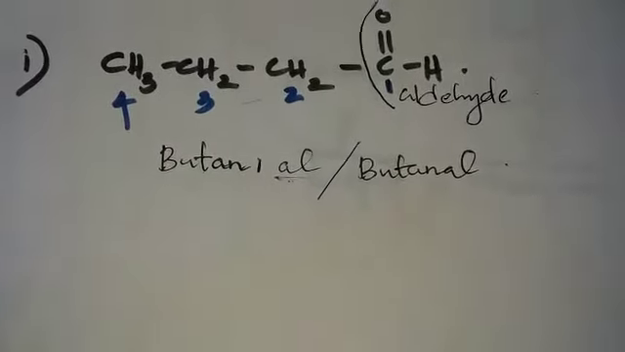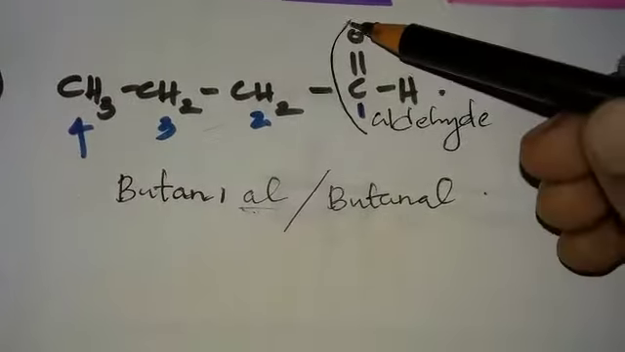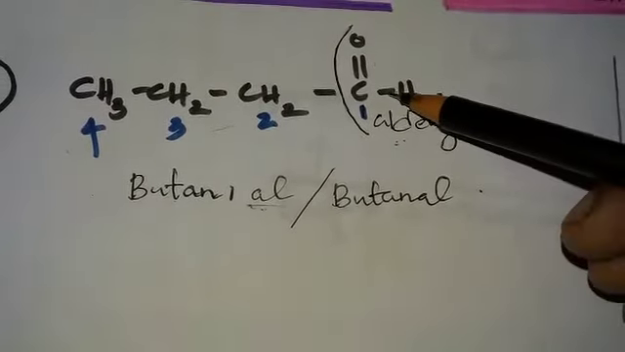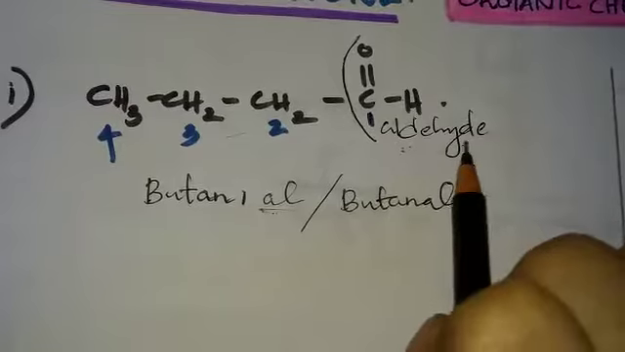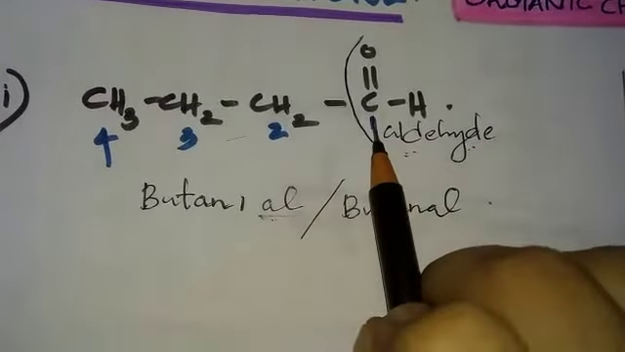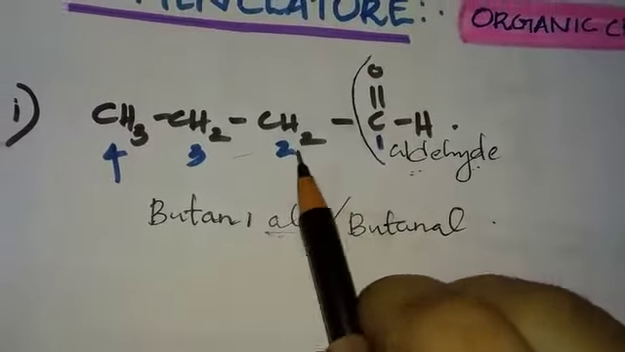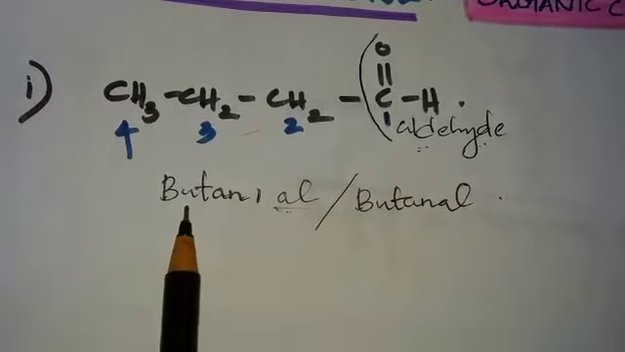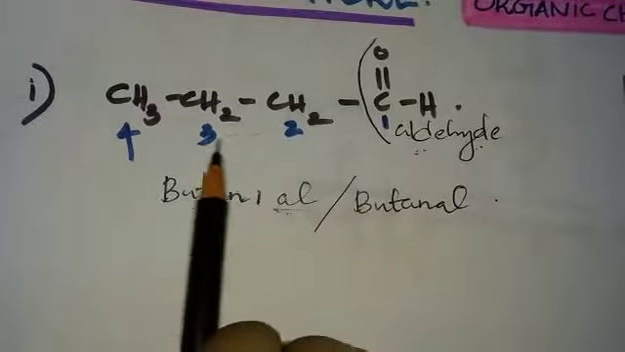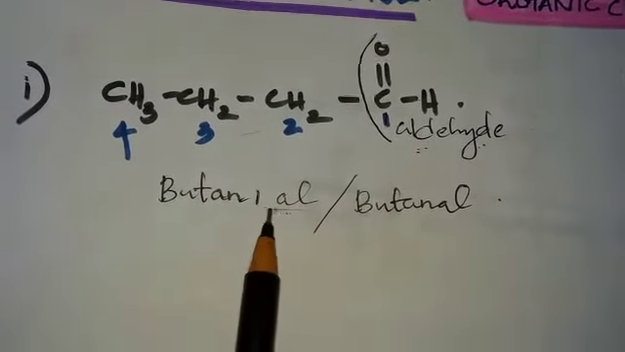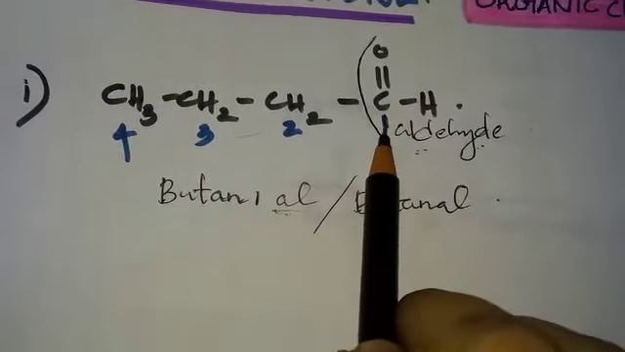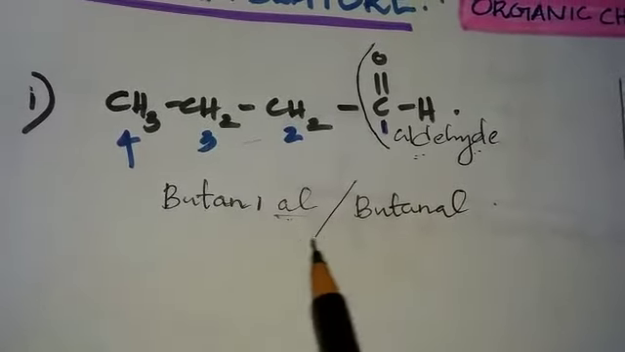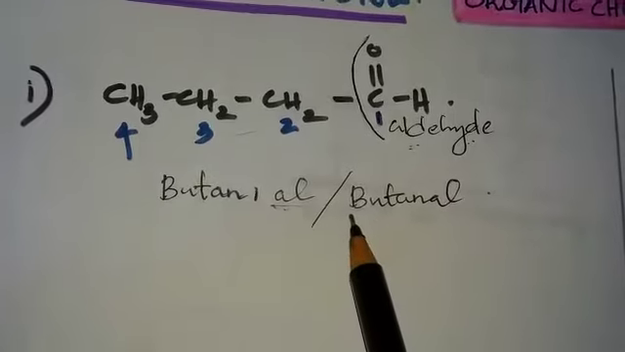Are you clear, students? I will say once again: this is a functional group, CHO, the aldehydic group. The aldehyde group has more priority, so we number from this carbon, 1, 2, 3, 4. The word root for 4 is but, and this is a saturated compound, so butane. In the first carbon the functional group is present, so 1-al, and butane 1-al can also be called butanal.